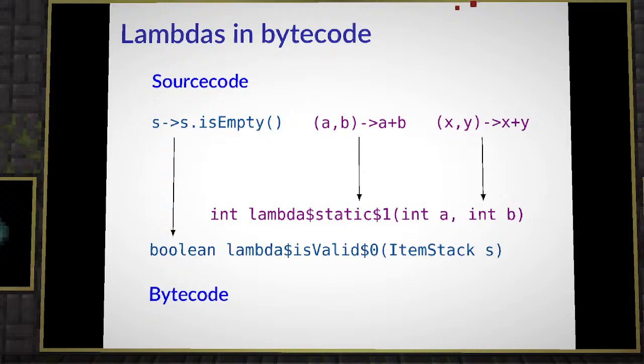Then we'll get a class file with 2 methods named lambda$static$1 and lambda$isValid$0, where static and isValid are the methods in which those lambdas were used. And those methods actually contain the code that you can find inside the lambdas.